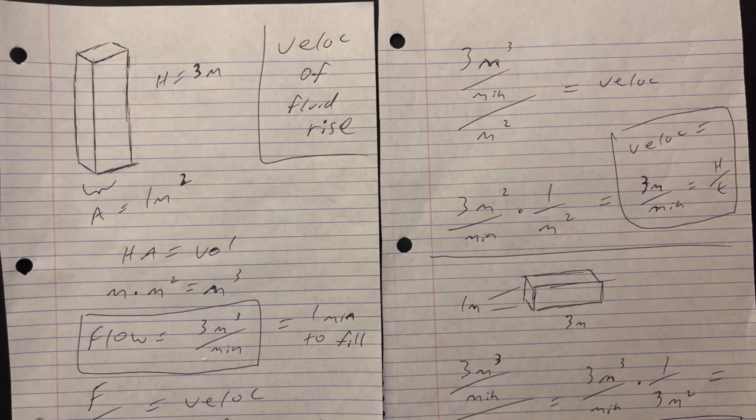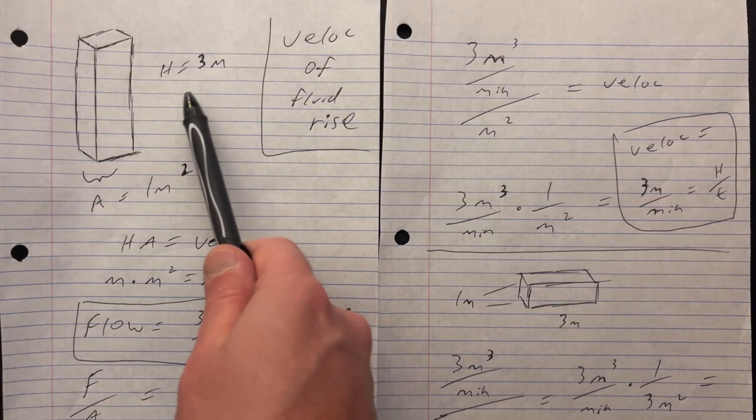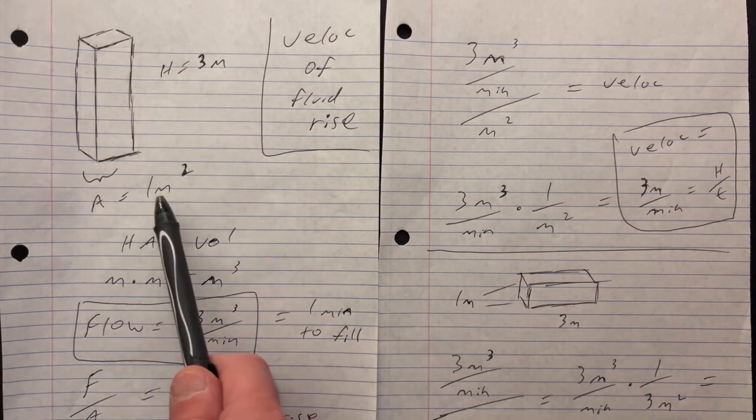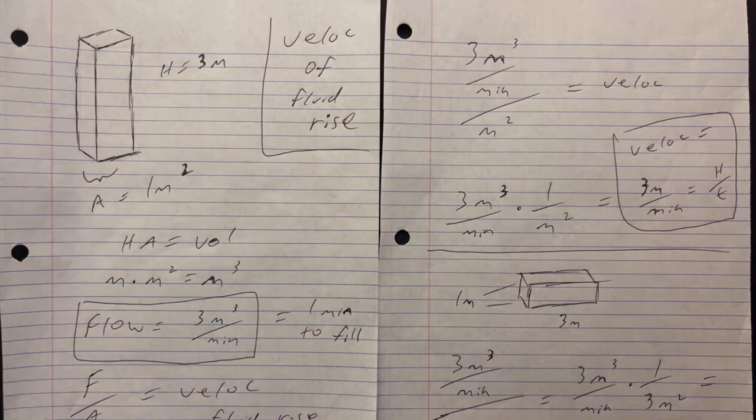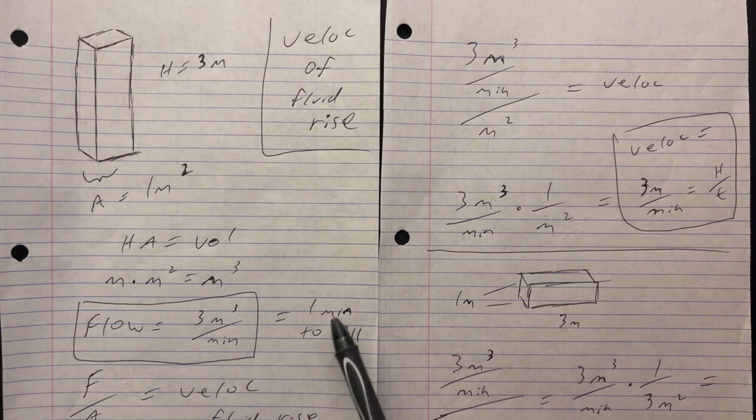Let's just say we have a flow of 3 cubic meters per minute. Notice the first clue here. The flow is 3 cubic meters per minute. Our box is 3 cubic meters because it's height times area, so 3 meters times 1 square meter. If flow is 3 cubic meters per minute and our box is 3 cubic meters, that means it will take 1 minute to fill. That was the first clue.